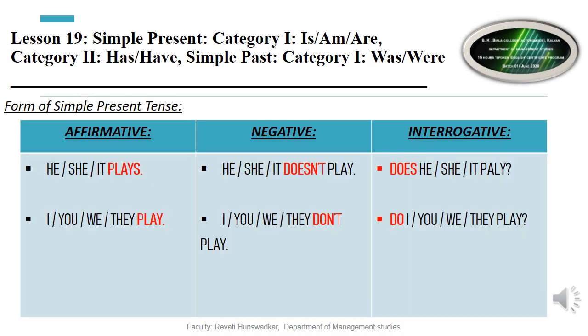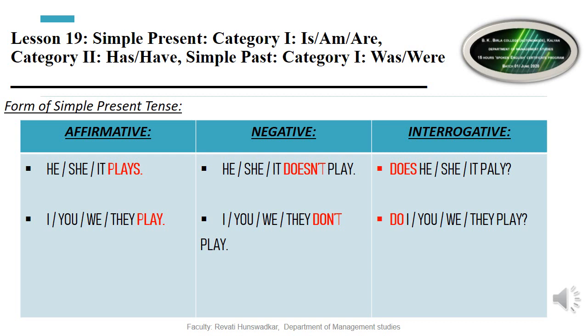Here are some forms of simple present tense: affirmative, negative and interrogative. Affirmative means positive. Negative you know very well. And interrogative means question mark. Let us see. He plays. This is a positive sentence. Negative: He does not play. Interrogative, to ask a question: Does he play?